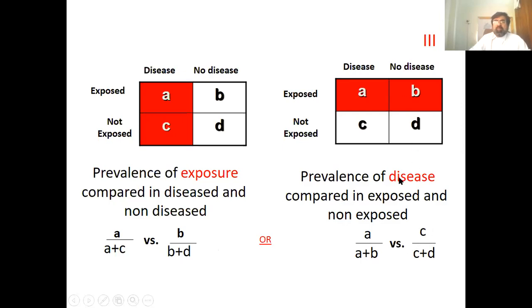Over here, the prevalence of disease is compared in exposed and non-exposed people, it shows the prevalence of disease, and this shows the prevalence of exposure. A over A plus B, the prevalence of disease, compared in exposed and non-exposed people.